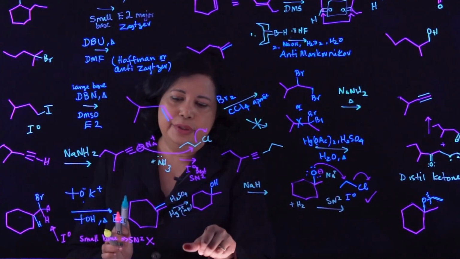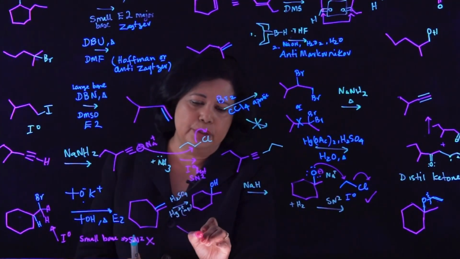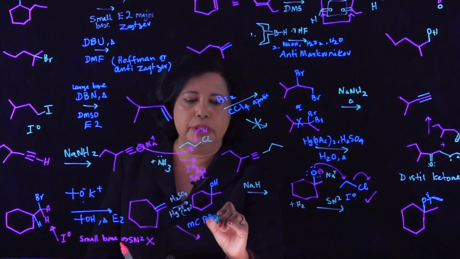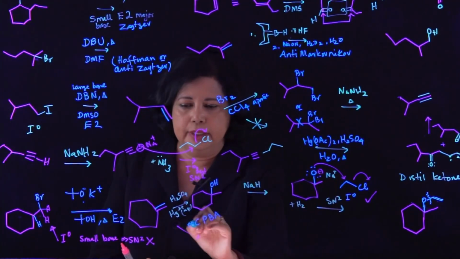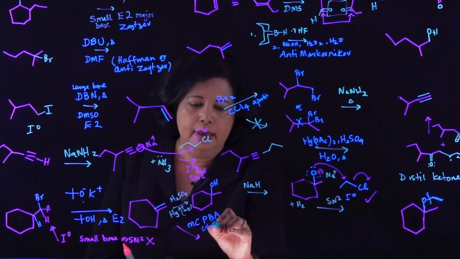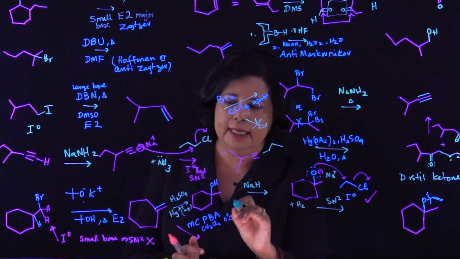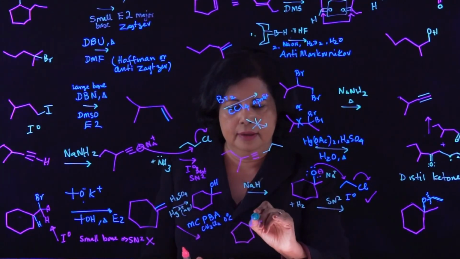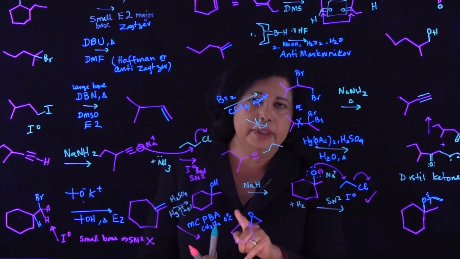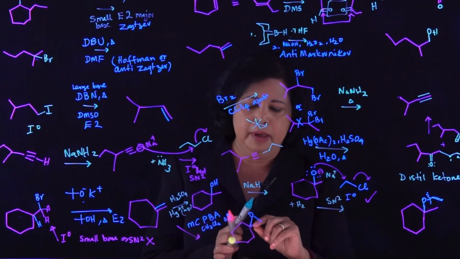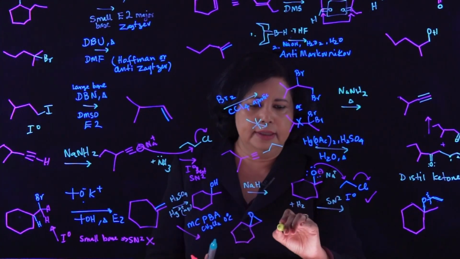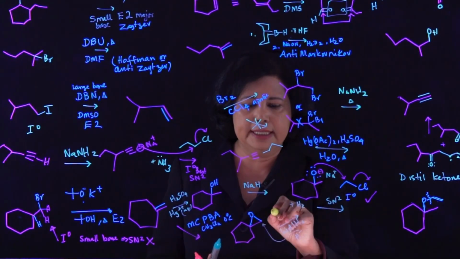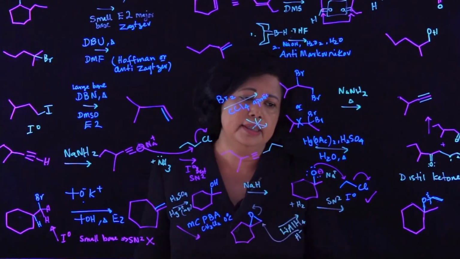So the alternate method to this would be to take this and treat this with mCPBA, and that's meta-chloroperbenzoic acid, which is just a peroxide. That's going to make it into an epoxide. And let's say you take that and then you make the epoxide. Now you can open this up with a hydride. Let's say lithium aluminum hydride, and that is going to then give you the hydrides. It's going to go for the less substituted carbon. So that's another way to do it.